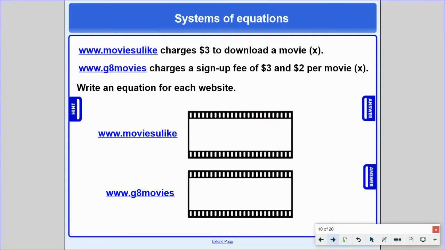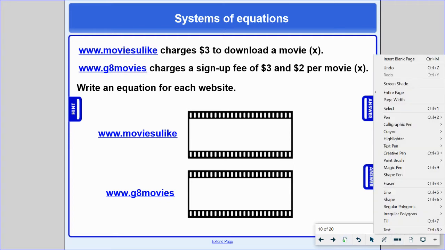All right, let's go through some real world examples. If I'm going too fast, pause, rewind, do what you got to do. www.moviesyouLike charges $3 to download a movie. We'll call the number of movies X. That's the missing piece, the variable. G8 Movies charges a sign-up fee of $3. You got to pay $3 just to sign up, but then it's $2 per movie, which sounds kind of nice.